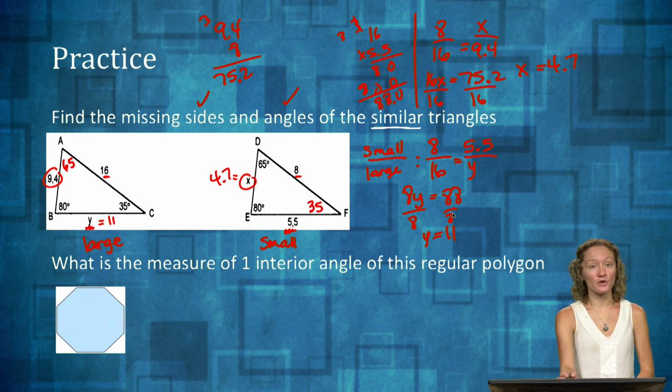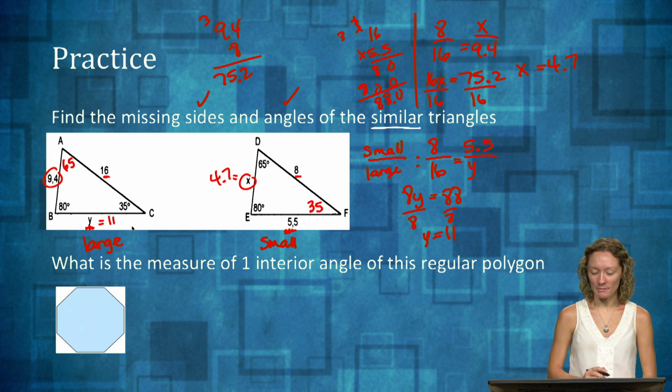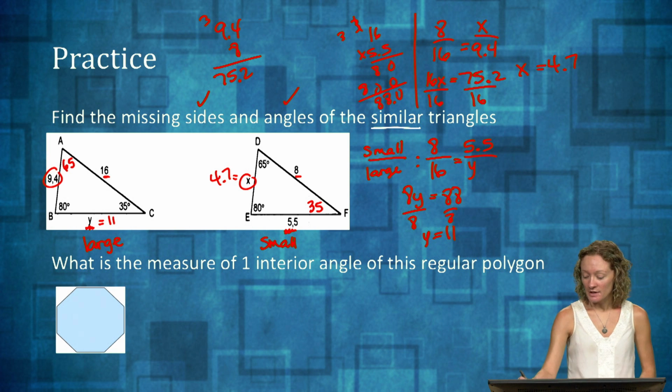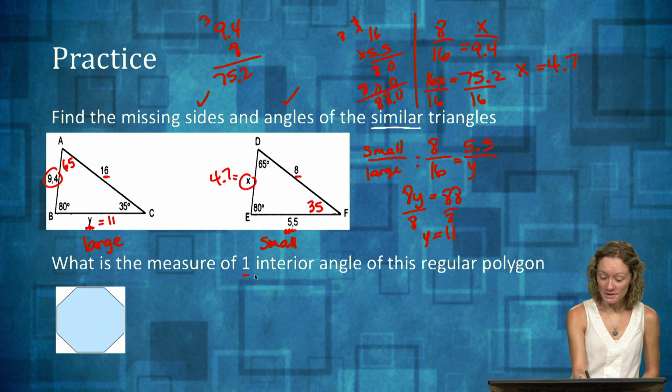If we were told they're congruent triangles, it would, for the sides, be just as easy to just match them up. That's a simple one. That's why we did similar as a practice problem. Okay, then the measure of one interior angle of this regular polygon. The question is simply one interior angle.